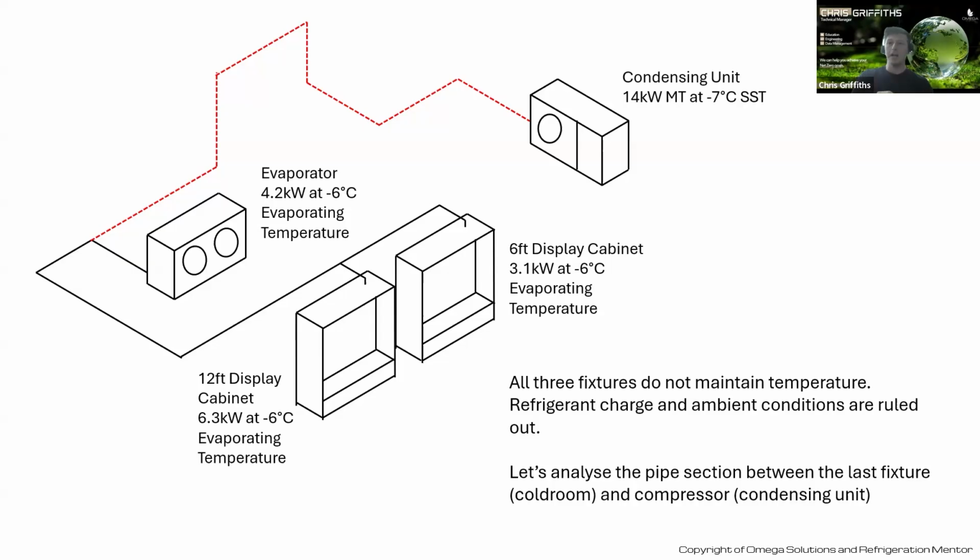Let's say we have an issue where the entire system is not performing as it should be. And we think, well, all 3 fixtures on the same system, the same network, aren't performing correctly. Is it something to do with pipework? Well, let's have a look. If it's affecting all 3 of them, the fault is probably going to be between the first evaporator you get to from the condensing unit back to that point. So what we can do is analyze this section of pipework highlighted in red.